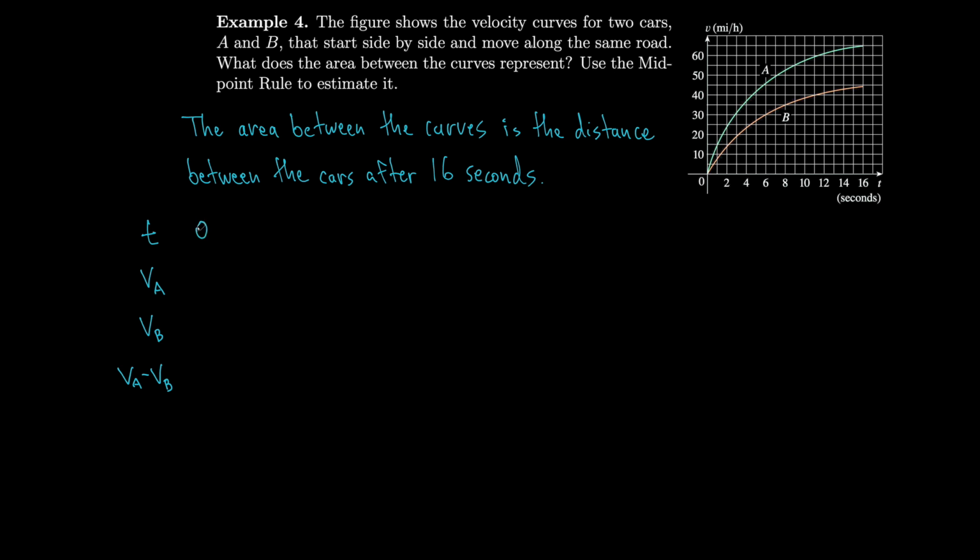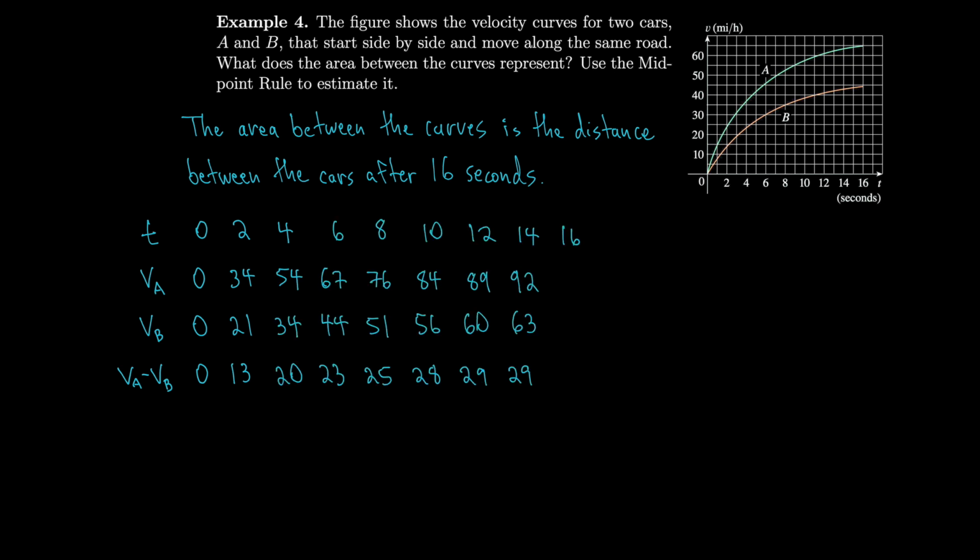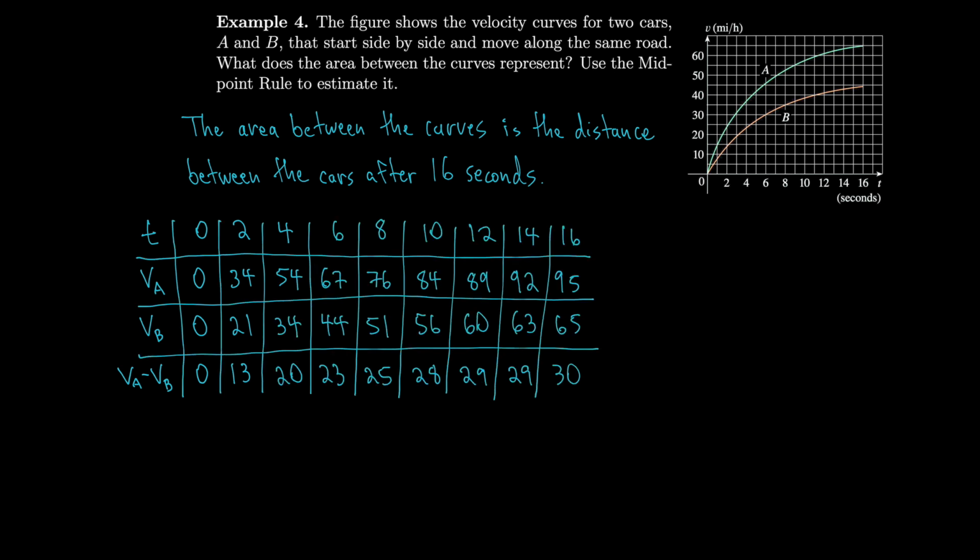So at time 0, the velocity of A was 0, velocity of B is 0, so when we subtract, we get 0. At time 2, the velocity of A is about 34, velocity of B is about 21. When we subtract, we get a difference of 13, and so on. Remember that we did this so that we could convert our units. So all of these are now in feet per second.